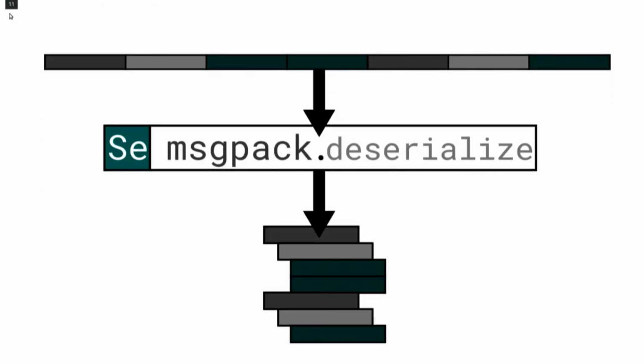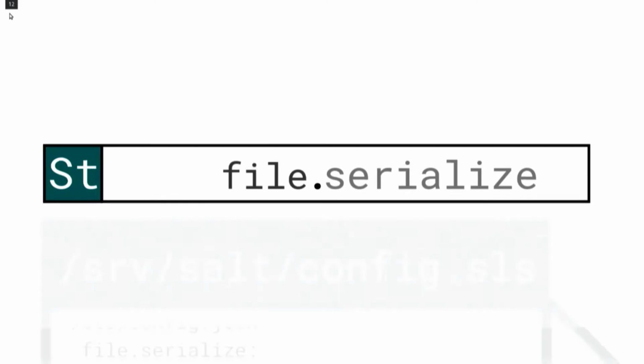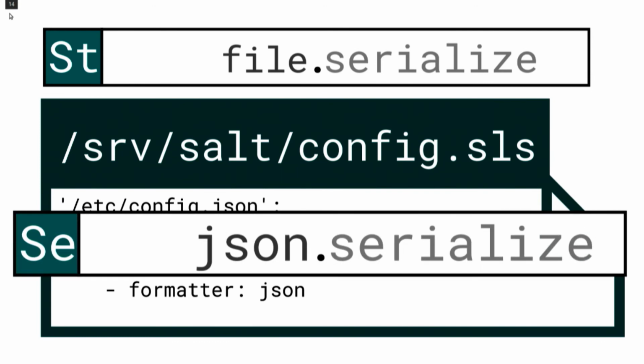This isn't new. What is cool is how you use it in other modules. Remember, modules can call modules. So we take the file.serializeState module, and you can write a configuration that says, hey, put this data as JSON, and whatever you put after the formatter is any serializer module you've installed. So you don't have to, again, worry about importing libraries. It just has full access to all of those modules.